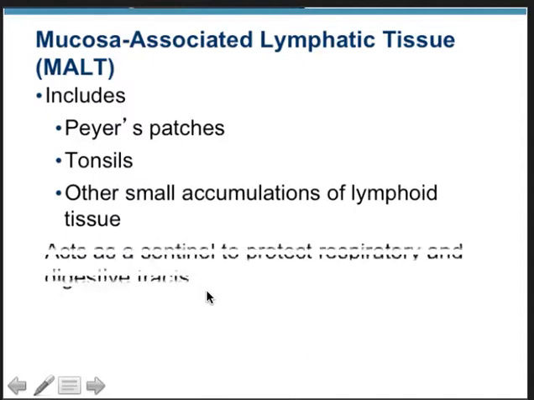They act as a sentinel to protect the respiratory and the digestive tract. They're sitting just beneath the most superficial layer of the respiratory and the GI tract. In the event that a pathogen penetrates, they can intercept it, ingest it, and display the pathogens to the lymphocytes, and then the lymphocytes will divide and produce that standing army that will go out and battle the disease.